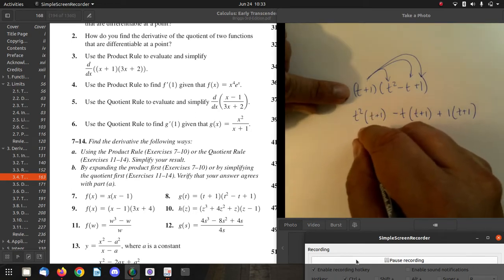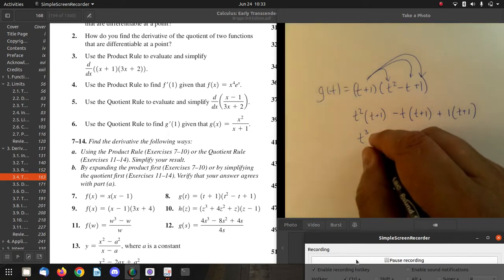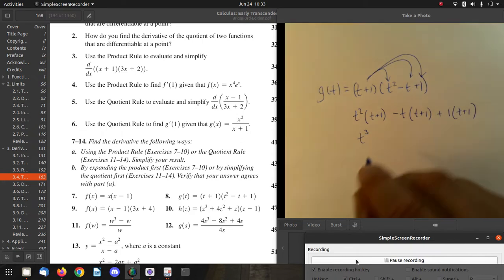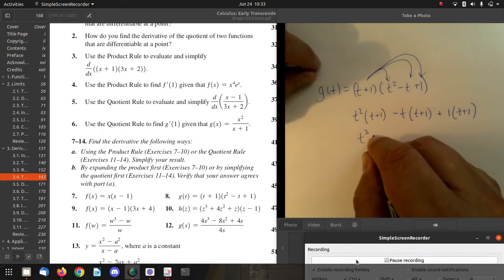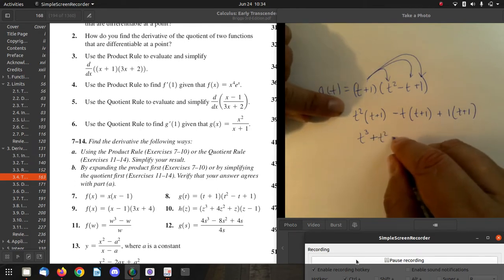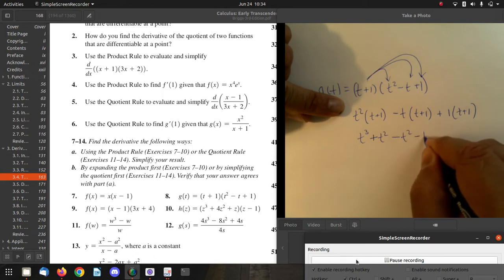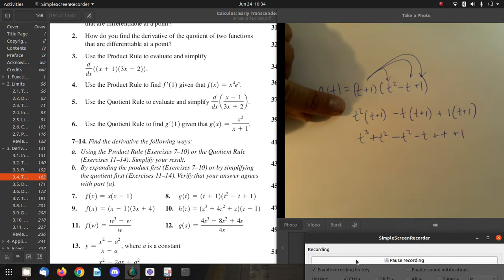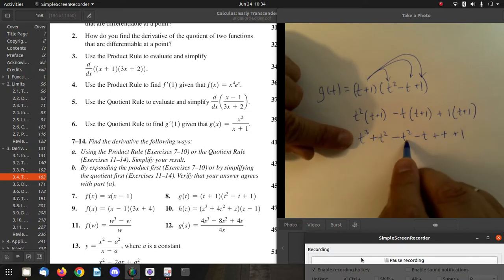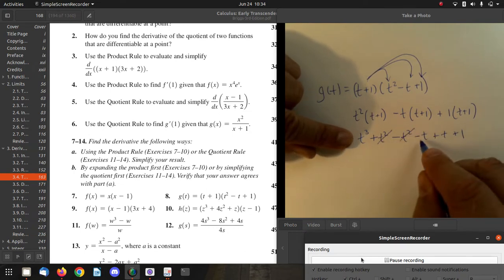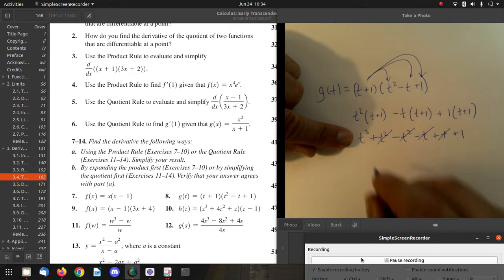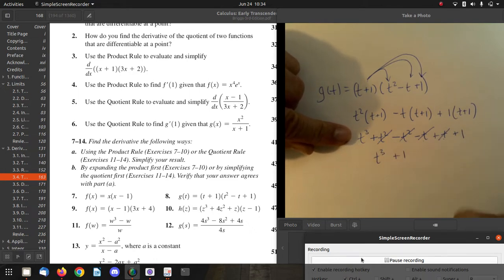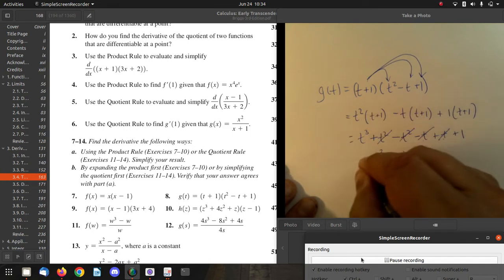And we're going to get t cubed plus t squared minus t squared minus t plus 1. Let me pause there. I feel like I made a mistake somewhere in just a second. No, that looks correct. Okay, so now we have t squared minus t squared, so that falls out. We have negative t plus t, so that falls out. So we're left with t cubed plus 1, and all of that is equal to g of t.